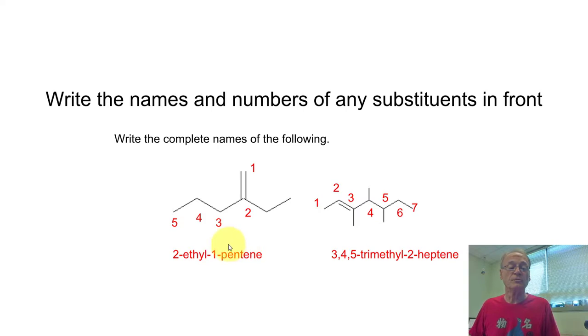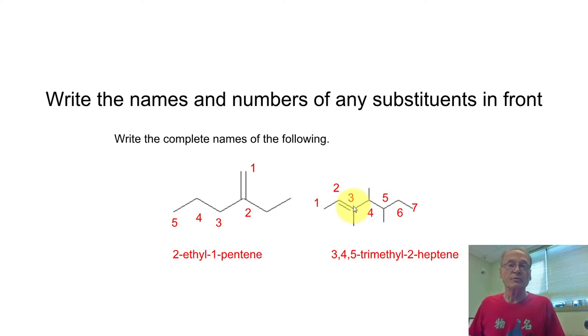So there you go, 2-ethyl-1-heptene and 3,4,5-trimethyl-2-heptene. Now one thing you'll notice is that this double bond has the possibility of being cis or trans because it has 2 different groups on this end, a methyl and a hydrogen, and 2 different groups on this end, a methyl and this whole great big thing here. So this could be cis or trans.